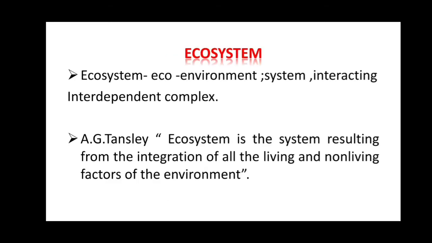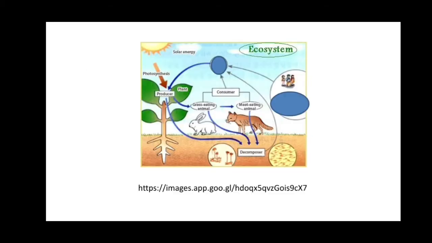In this lecture we are going to study the ecosystem. So what is an ecosystem? The system resulting from the interaction of all living and non-living factors of the environment is known as an ecosystem. Ecos means environment and system means interacting, interdependent, complex. According to the ecologist A.G. Tansley, an ecosystem is the system resulting from the integration of all the living and non-living factors of the environment.